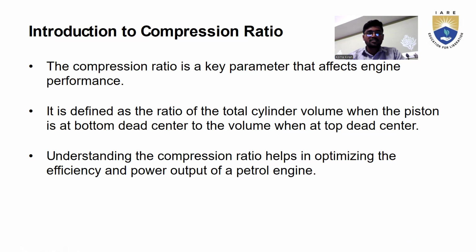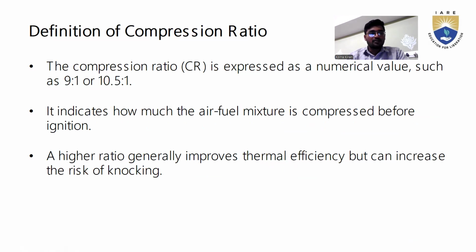The compression ratio is an important parameter in the performance of an engine, and it is defined as the ratio of cylinder volume with the piston at bottom dead center to the volume at top dead center. The compression ratio is expressed as a numerical value such as 9 to 1 or 10.5 to 1. This is the expression of the numerical value of compression ratio.